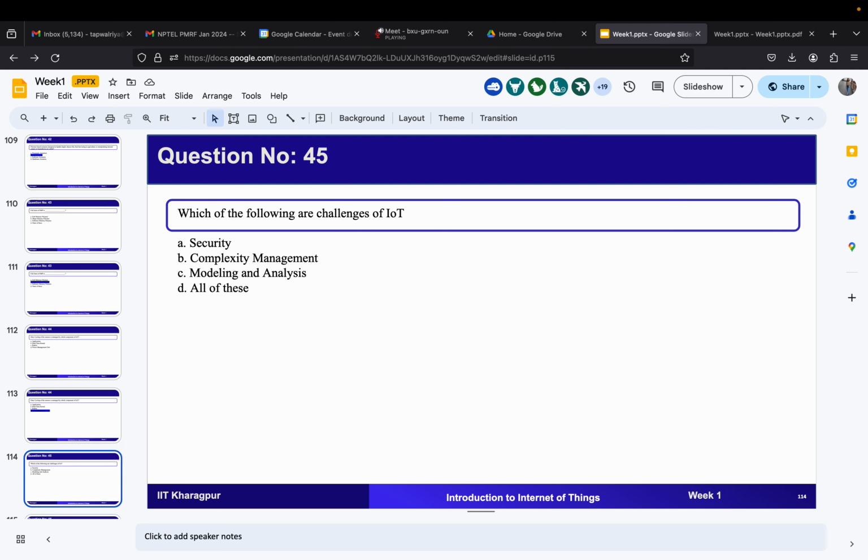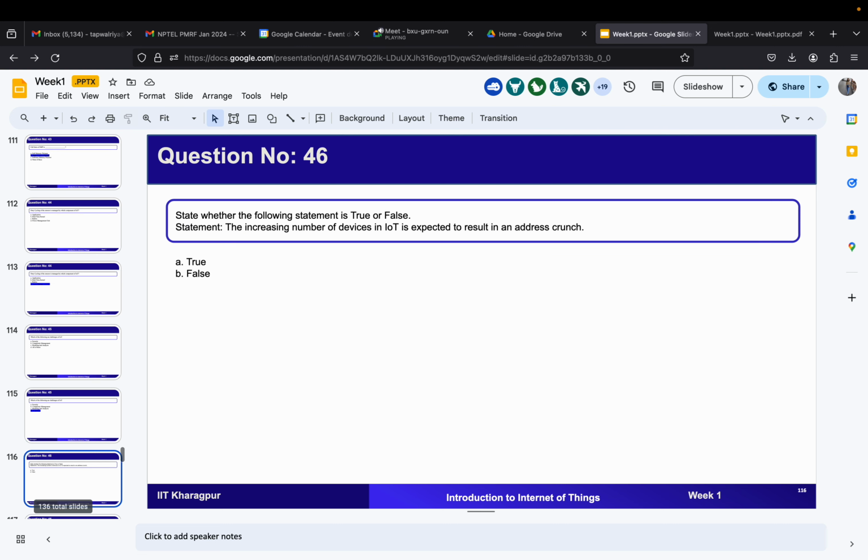Next question is, which of the following are challenges of IoT? Options are security, complexity management, modeling and analysis, all of these. All of these. Yes, all of these. Right, all of these is correct.